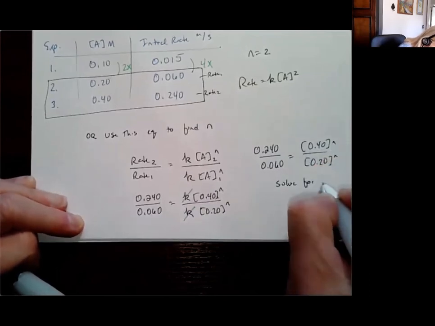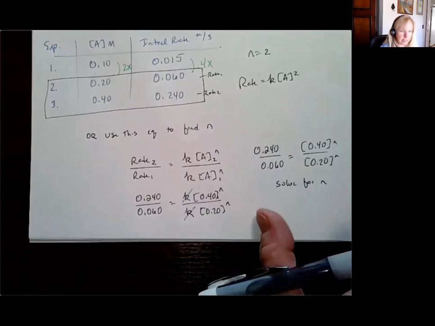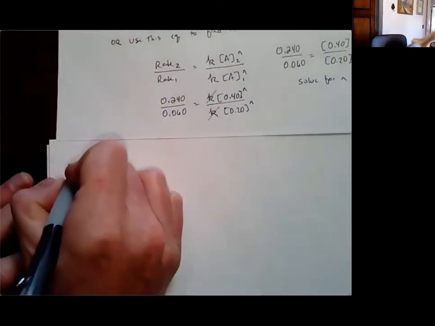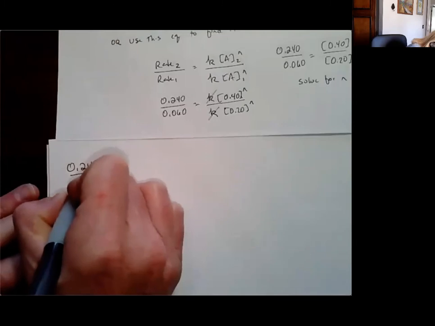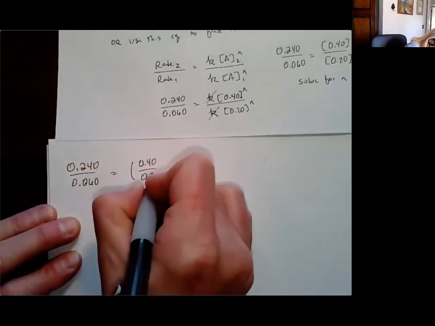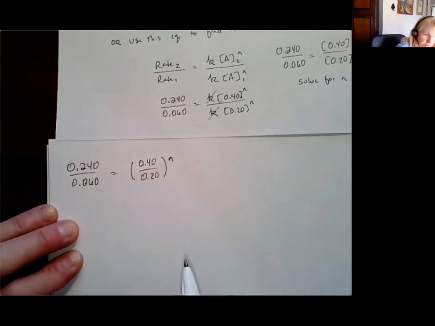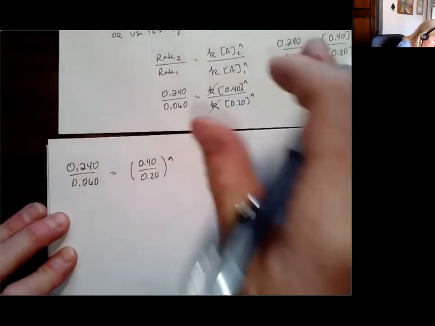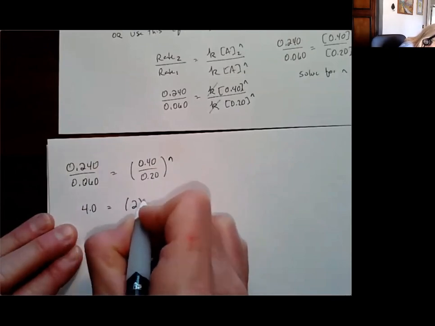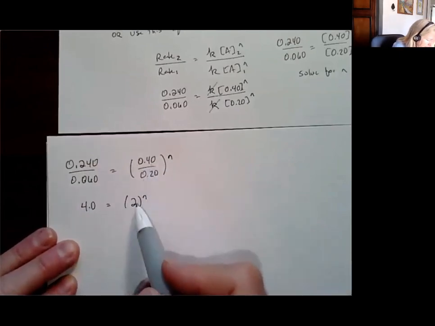Now I'm going to work this out with you because this is probably a mathematical operation that you haven't done a lot. I'm just going to work through this really quickly. 0.240 divided by 0.060, 0.4 over 0.2. So I'm just going to pull those together, put that whole thing to N. This gives me 4 here, equals 2 to the N. This is going to divide and give me 2.